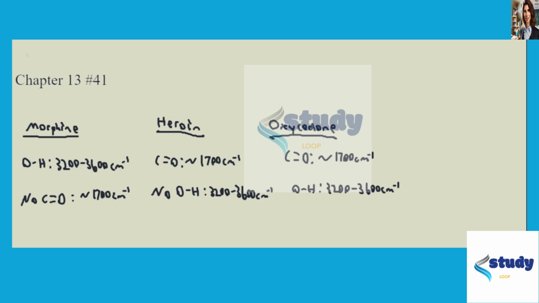And so that's the way to approach this problem. We really just need to look at what's different and what's going to give us good IR peaks. And in this case, it's the alcohols and the carbonyls. And so that's the answer to chapter 13, problem number 41.